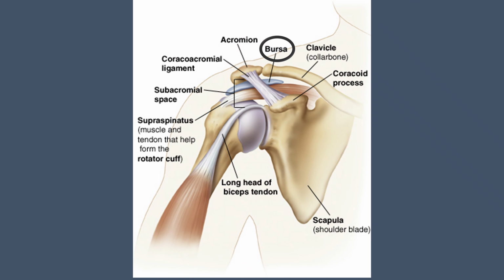Now we shall discuss the bursae associated with the shoulder joint. Bursae are fluid-filled membranous bag-like structures that allow free movement and reduce friction during joint movement. A large subacromial bursa lies between the coracoacromial arch and the tendon of the supraspinatus muscle. This facilitates the movement of the supraspinatus tendon.